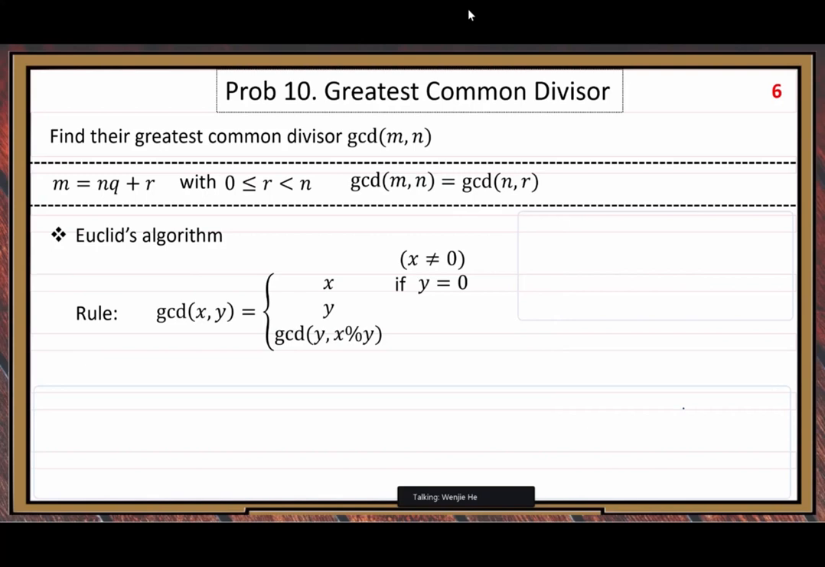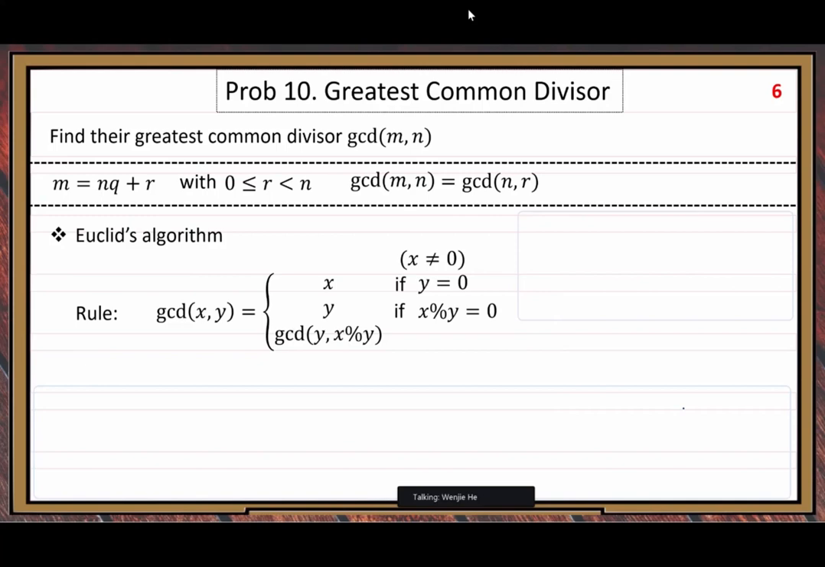The second case: if x mod y, this percent sign is the modular operation. We do integer division, but we only keep the remainder. We throw away the quotient. If x mod y equals 0, that means x is a multiple of y, then the answer of this function is y. So those are the first two simple cases.